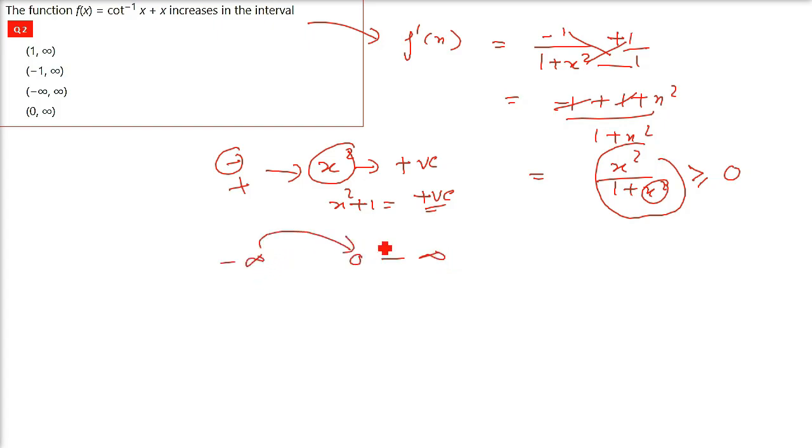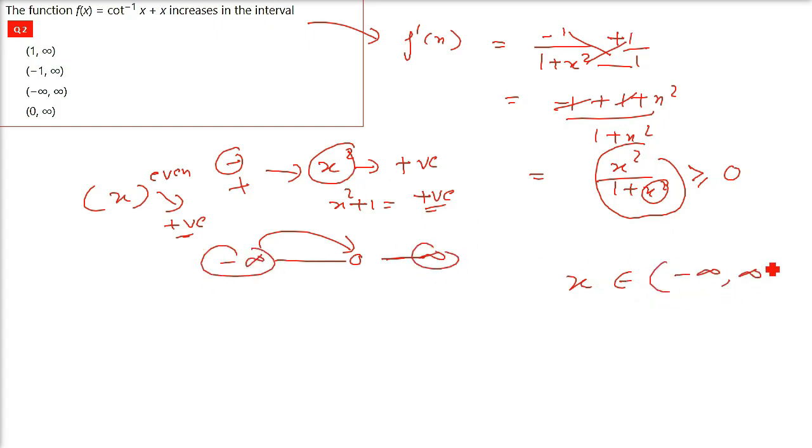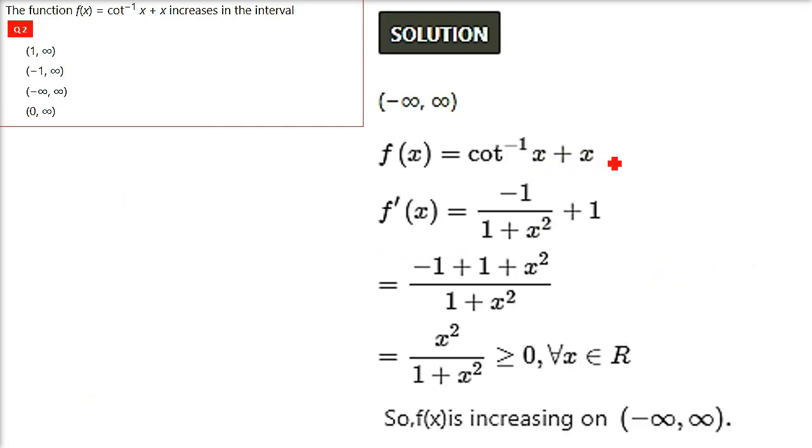Because the values will range from negative infinity to 0, you can put any value, but when it is squared, it will always be positive, because anything even powered, any x value or y value, will always be a positive value, right? So this is asking about the function in which interval it is increasing. So you can say x belongs to negative infinity to infinity. I'm saying it will always be positive, so negative infinity to infinity is the answer. So this is the simple explanation.